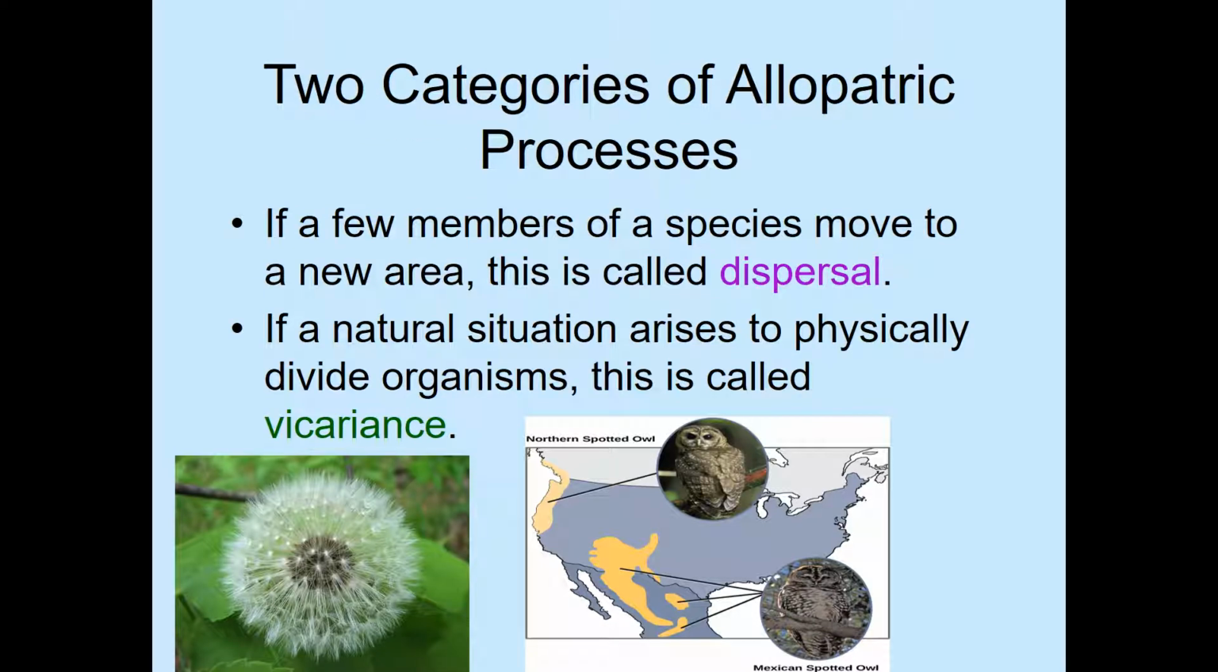Now, just some terms to know. If you have a few members of a species that move to a new area, that's dispersal. Okay, that's dispersal. So that would be like seeds that are being blown into different areas, for instance. But if you have a natural situation like these owls that have these different mountain ranges that physically divide these owls, that's vicariance. Okay, so these owls over time are going to have different climates, and they're also going to have different ecosystems. Okay, due to living in different parts. Okay, different parts of the United States and Mexico.